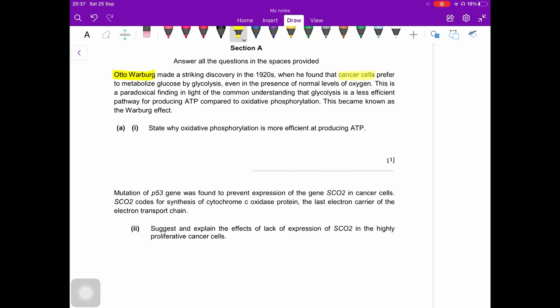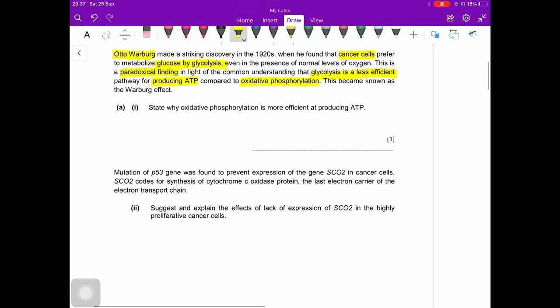found that cancer cells prefer to metabolize glucose by glycolysis. And this is contradictory to what we understand, and it's a paradoxical finding because we know that glycolysis is less efficient for producing ATP compared to oxidative phosphorylation. And this effect is known as the Warburg effect.